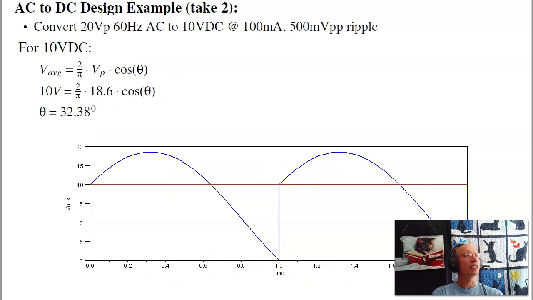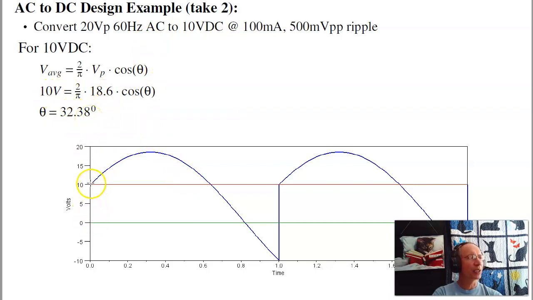A design example. Let's repeat the previous design. Suppose we want to output 10 volts DC at 500 millivolt peak-to-peak ripple, driving 100 milliamps. In this case, I'm going to calculate the firing angle when I don't have diode 5. So I want the average to be 10 volts, so the firing angle is now 32 degrees.